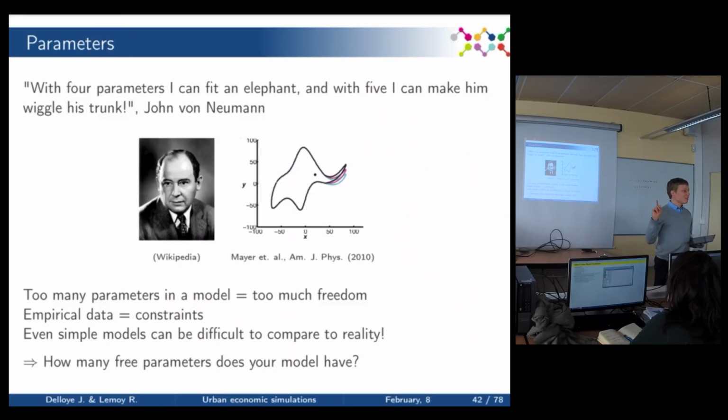The reason why is linked to this famous quote. Well, famous at least in physics. I don't know if you heard about it, from John von Neumann. The quote says, "With 4 parameters, I can fit an elephant, and with 5, I can make him wiggle his trunk."